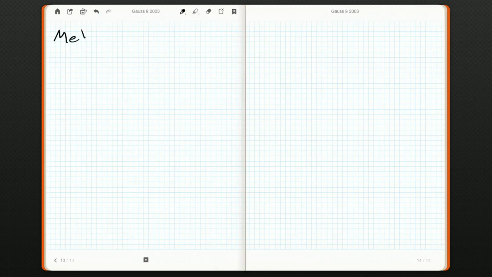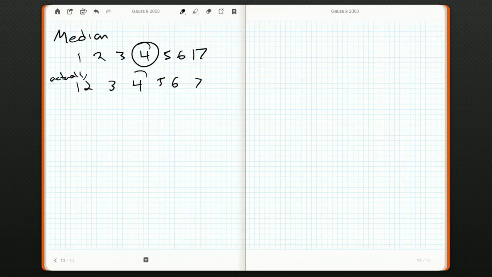Median. We get the median by listing all our numbers out and choosing the middle one. So with the 17 added in, he chooses a 4 for his median. It actually is 1, 2, 3, 4, 5, 6, 7. Still the middle one is a 4. So the median isn't affected by the higher number being highest. That doesn't change which number's in the middle. If he had accidentally recorded the lowest number as a much higher number, that could have changed things.